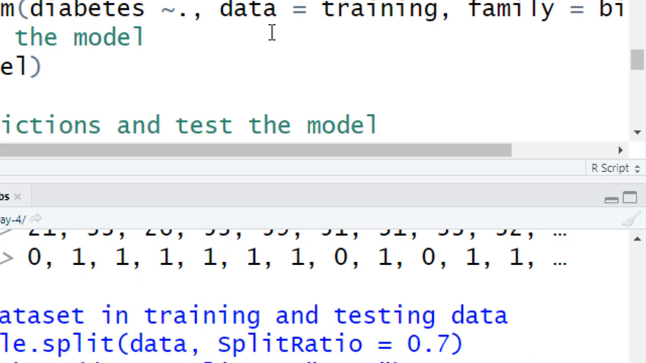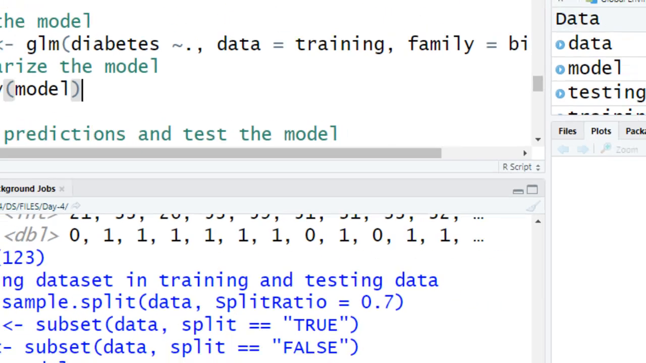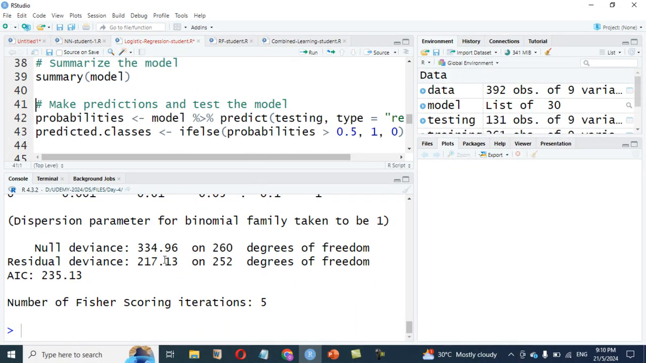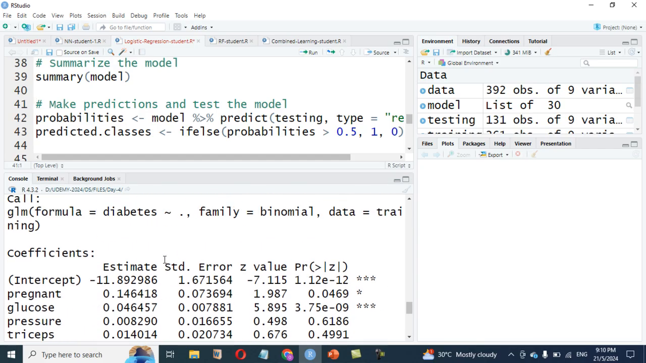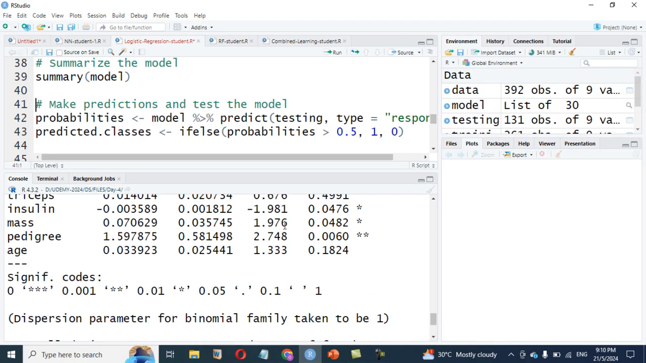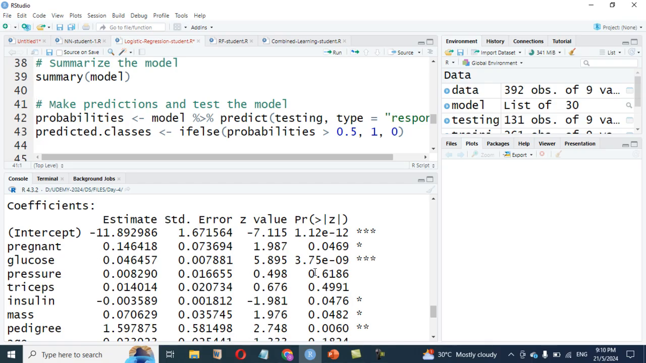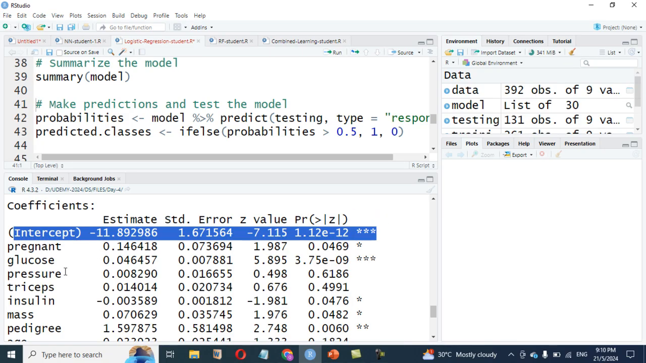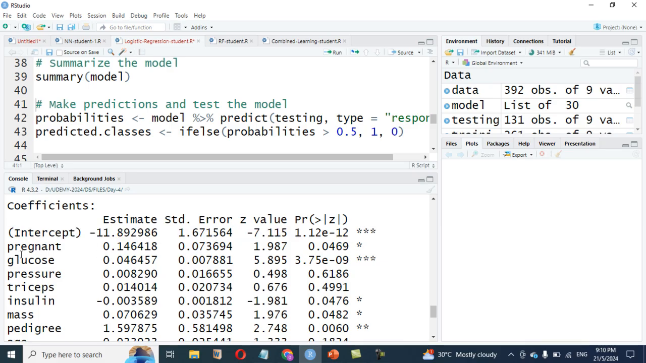We run the model. So now we want to look at the model performance first by looking at the summary. So this is the model. We have coefficients here. As usual, we have the intercept and estimate. Looking at this p-value, you have to ignore the intercept line. We start from the variable lines, which is pregnancy.